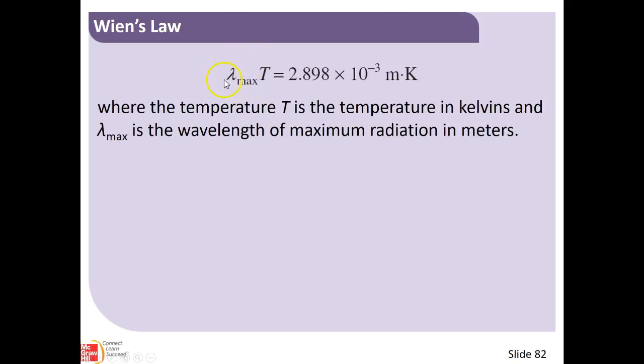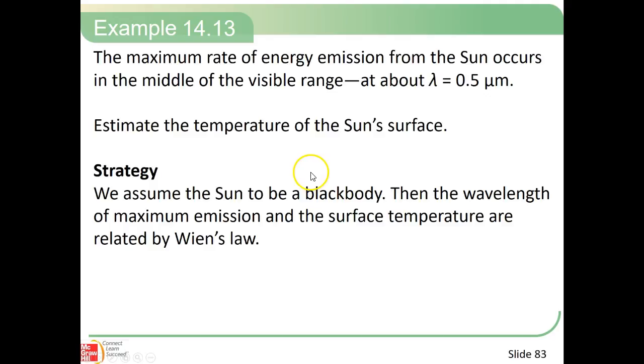This lambda max, the maximum wavelength, times temperature, should be equal to 2.898 times 10 to the negative third meters times Kelvin. Here T is temperature in kelvins, and lambda max is the maximum radiation wavelength in meters. And this is what we call Wien's law.